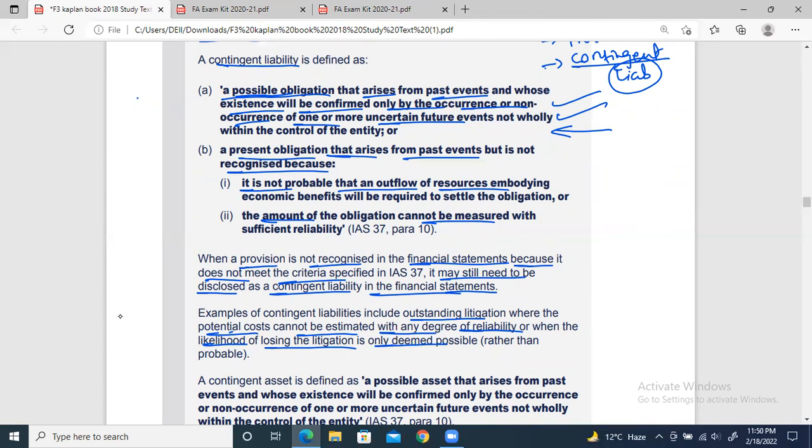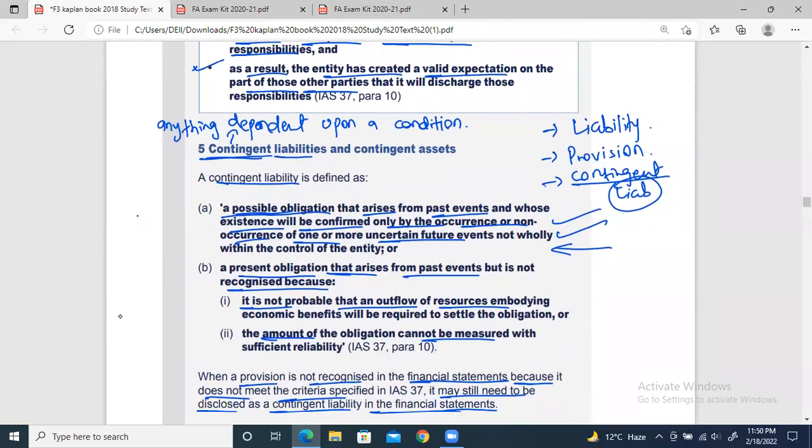One thing over here we can say is that provision and contingent liability are both very similar. They're not the same, exactly. They're both very similar, but they don't have the same definition. So the only thing you can do is differentiate them by their definitions. If you know all three definitions, the liability, the provision, and the contingent liability, you'll be more clear about this.